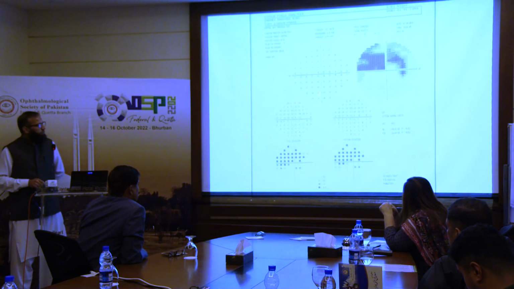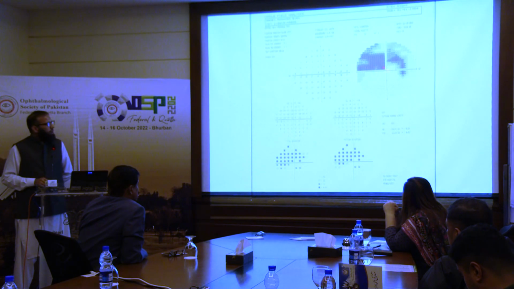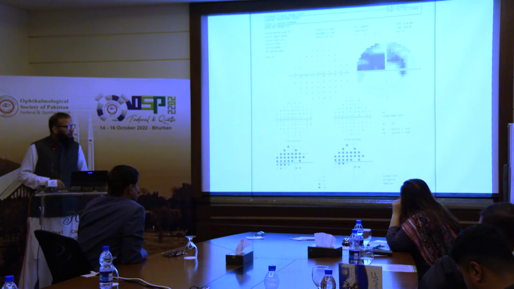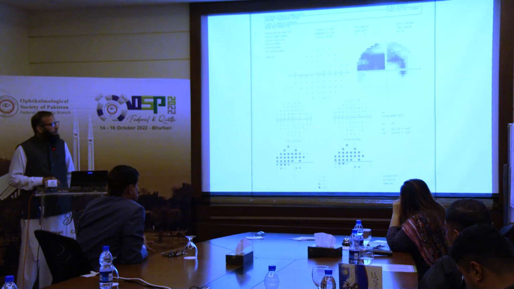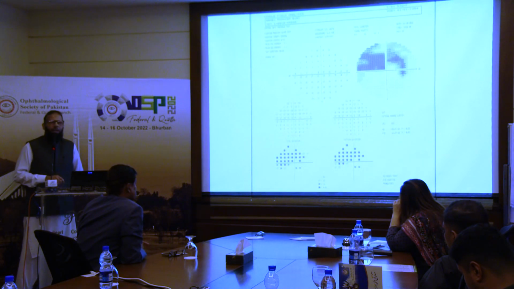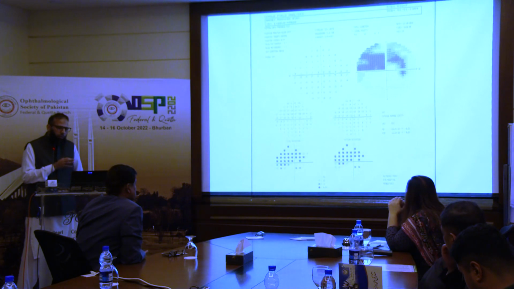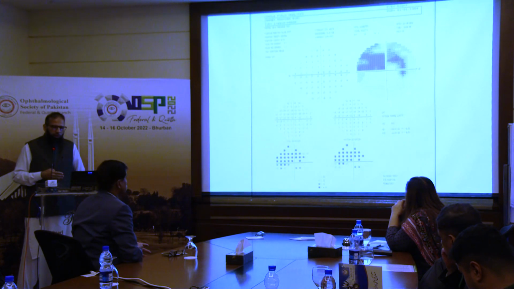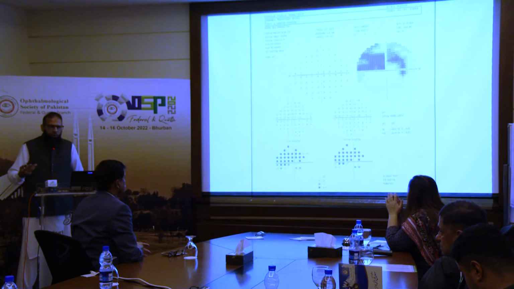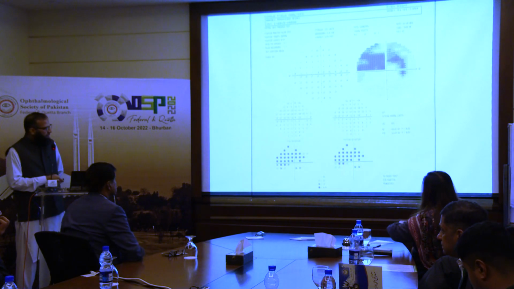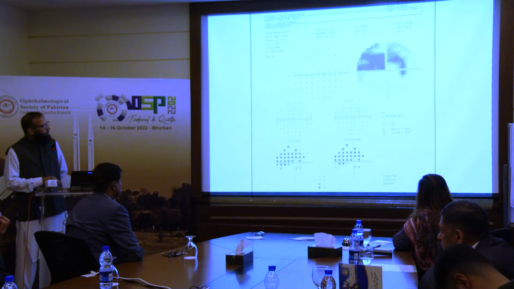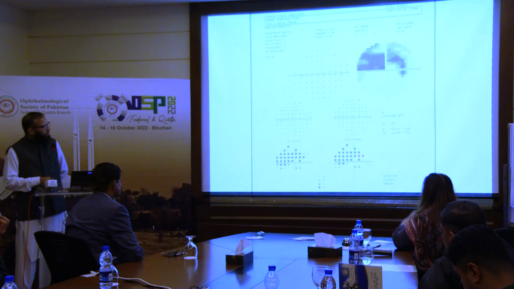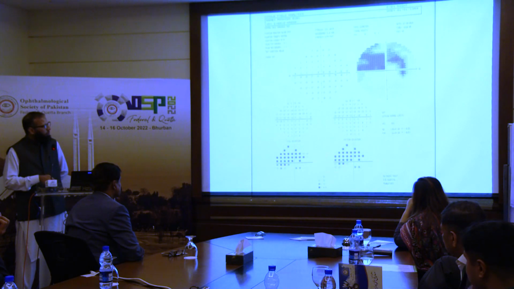Then this is another field in which we see that the grayscale, the total deviation plot and the pattern deviation plot are more or less giving the same picture. This occurs when there are no conditions resulting in generalized depression in the hill of vision. For example, a patient who has clear media, no refractive error, and is just having some condition which resulted in localized field defects. So in these patients we will see the grayscale, the total deviation plot and the pattern deviation plot are of the same shape.